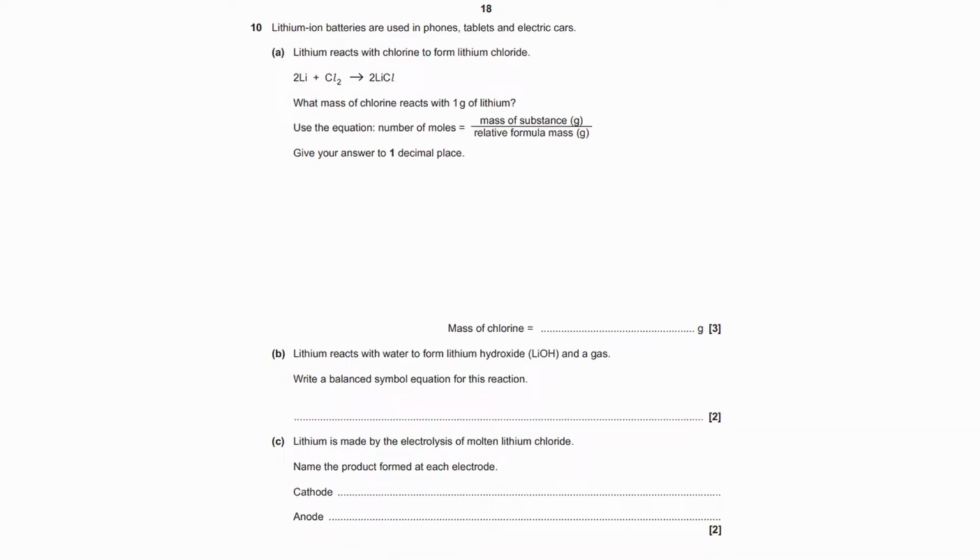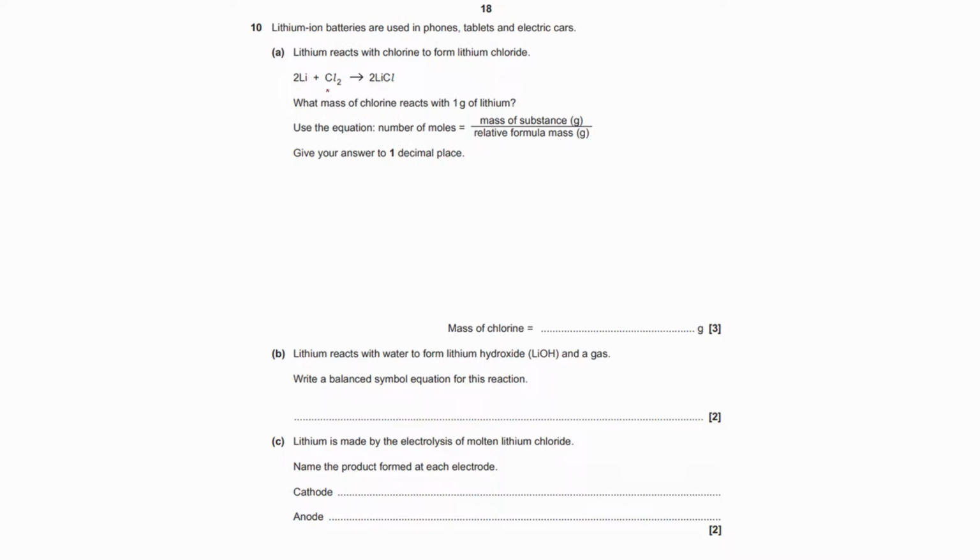Lithium ion batteries are used in phones, tablets and electric cars. Lithium reacts with chlorine to form lithium chloride. Here's the balanced chemical equation. What mass of chlorine reacts with 1 gram of lithium? They've given us the equation that we could use: number of moles is mass divided by relative formula mass. And our final answer has to be to 1 decimal place.